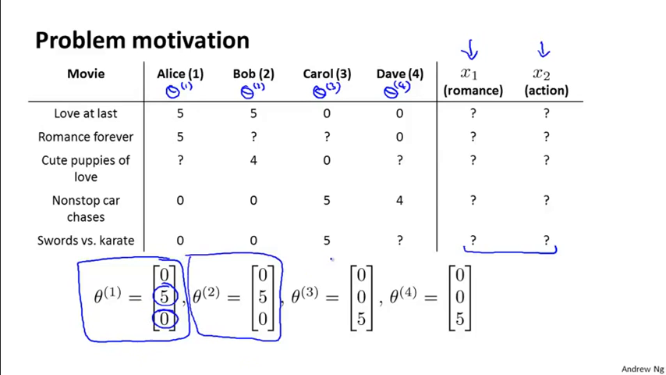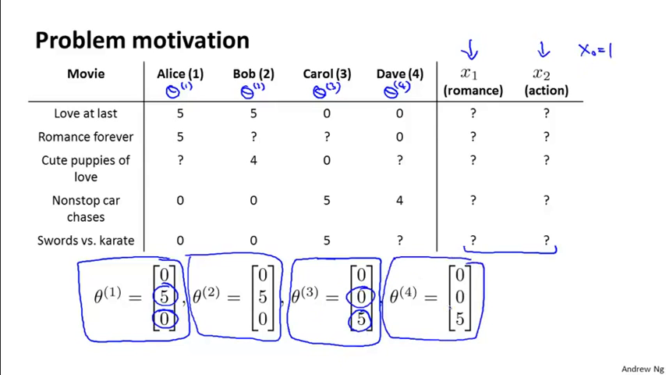Whereas Carol tells us that she really likes action movies, which is why there's a 5 there. That's the multiplier associated with x2. Remember, there's also x0 equals 1. And let's say that Carol tells us she doesn't like romantic movies, and so on. Similarly for Dave. So let's assume that somehow we can go to our users, and each user j just tells us what is the value of theta j for them. And so it basically specifies to us how much they like different types of movies.